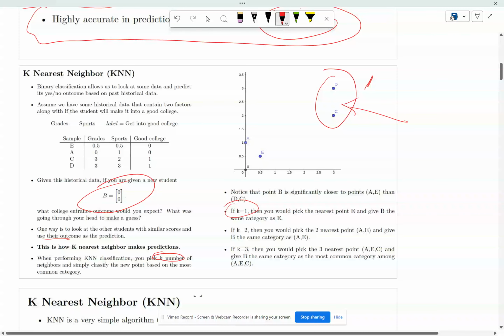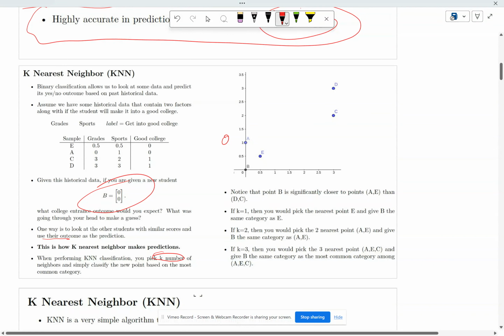Now, if K is equal to 1, B would just look at the nearest neighbor. If K is equal to 2, then it's going to look at the 2 nearest neighbors, which would be A and E. If K is equal to 3, then you will pick the 3 nearest neighbors. So these 3 are the nearest neighbors to B, and then you will pick the most common category. The categories are 1, 0, 0, so the majority will be 0. Hence, you will set B to 0. And basically that's it.